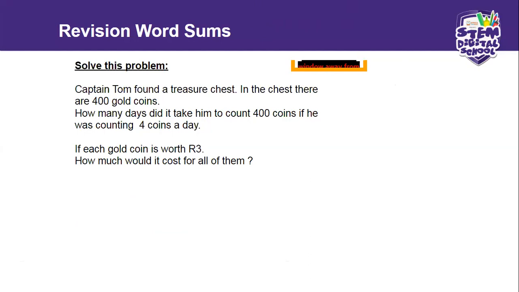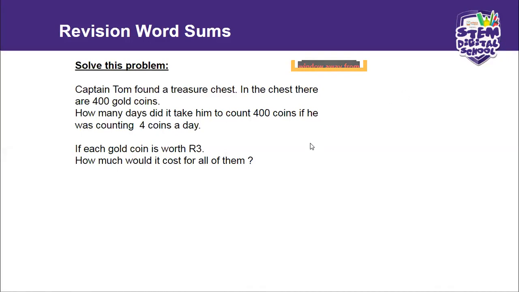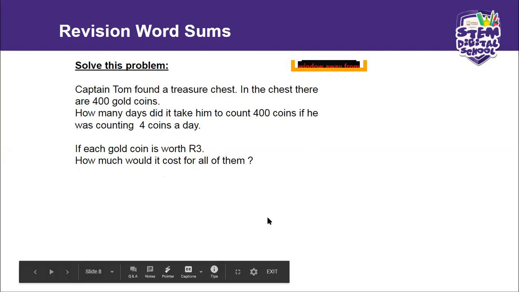Okay, they say if each gold coin is worth 3 rands, how much would it cost for all of them? If one gold coin is worth 3 rand and you've got 400 gold coins, how much will it cost all together? Can you try doing it? 400 gold coins, and then I can see Letu, I can see Tuba, I can see Lutando.